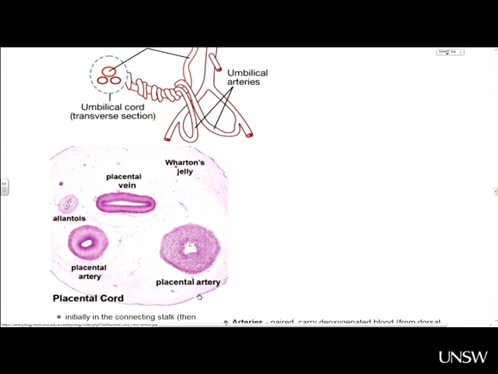So smooth muscle constriction within the wall of the vessels, and expansion of this region here, restricts the lumen of the blood vessels and therefore restricts the blood flow at parturition or birth. This connective tissue is known as Wharton's jelly.